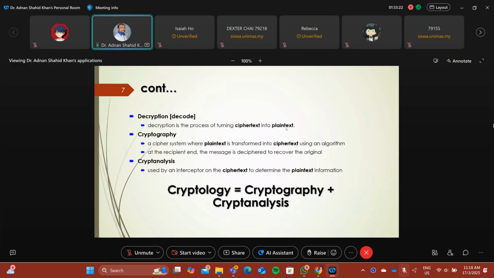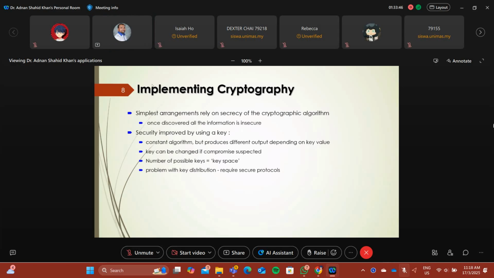Refer to my diagram. In cryptography, plain text is transformed into ciphertext using an algorithm. At the recipient end, the message is deciphered to recover the original. Cryptanalysis is used by an interceptor or an attacker on the ciphertext to determine the plain text information. So this is all in my diagram. Implementing cryptography: the simplest arrangement relies on secrecy of the cryptographic algorithm.